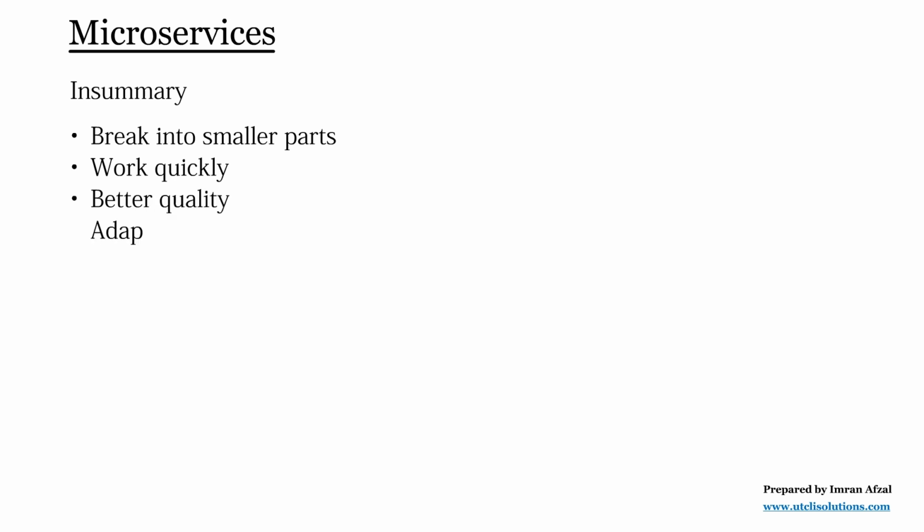So in summary, using microservices as a DevOps practice means that you are breaking software into smaller and manageable parts. This will allow teams to work quickly while ensuring better quality and making the software more adaptable to changes and improvements. In this way, both the quality and application release time won't be compromised. Okay, it was all about microservices. I hope you have understood it well.